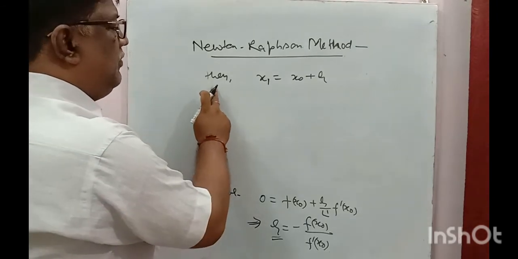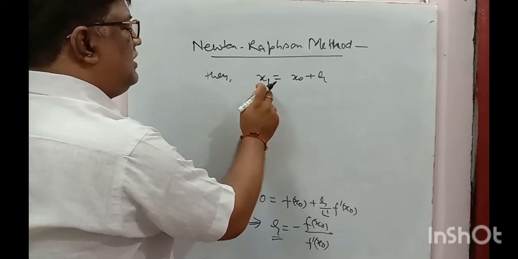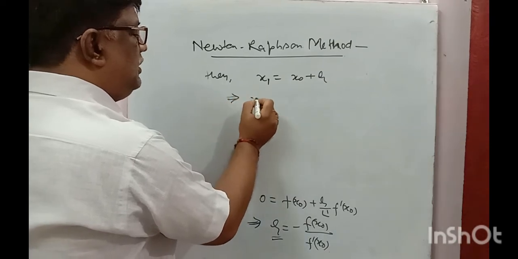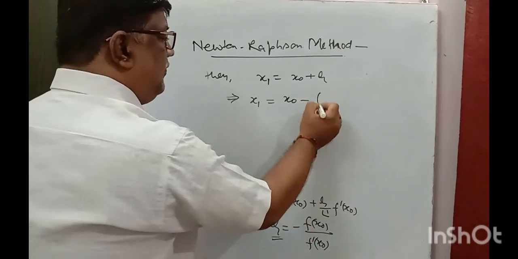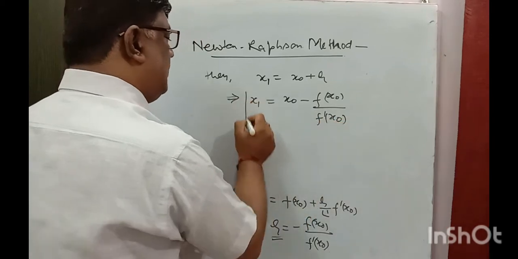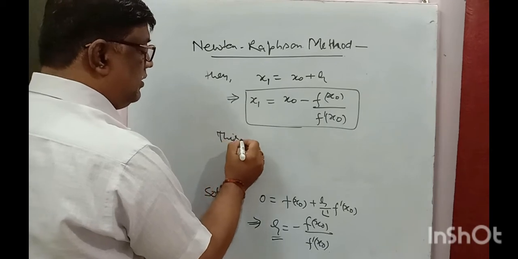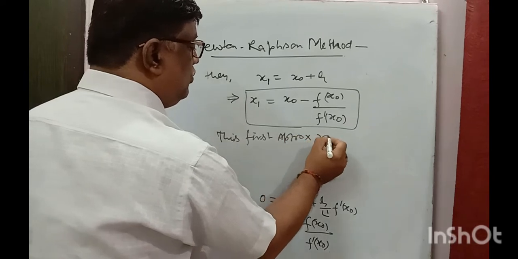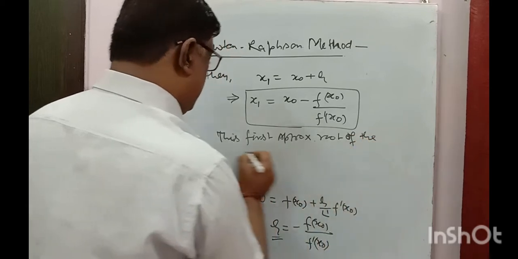Yes students, then we know that x1 is the approximate root, x0 + h. The x1 is the real root, and x0 is the first approximation. Now we have to put this value of h: x1 = x0 - f(x0)/f'(x0). This is the first approximation of the Newton-Raphson method. This is the first approximate root of the NR method.